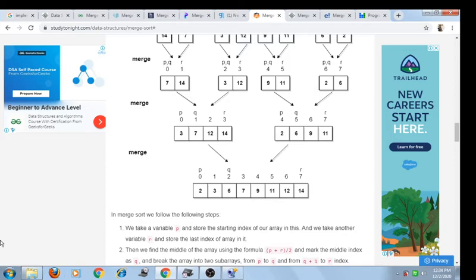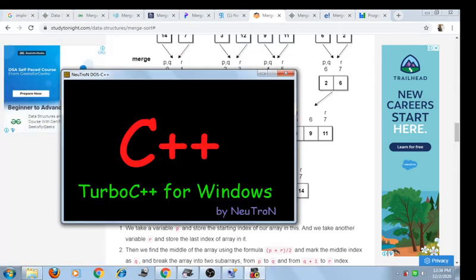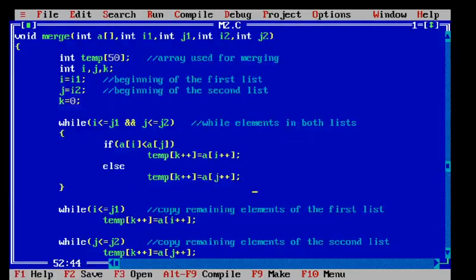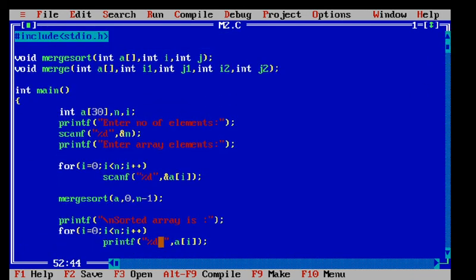Now friends, we are taking an example of merge sort. So I open the Turbo C editor. I have already typed this program of merge sort, so I will show that program to you. Suppose this is the merge sort algorithm. I take a merge sort function, to which I pass the array, then i and j. Now the second function is for the merge. Here I pass the array and i, j, i1, j1, i2, j2 variables.